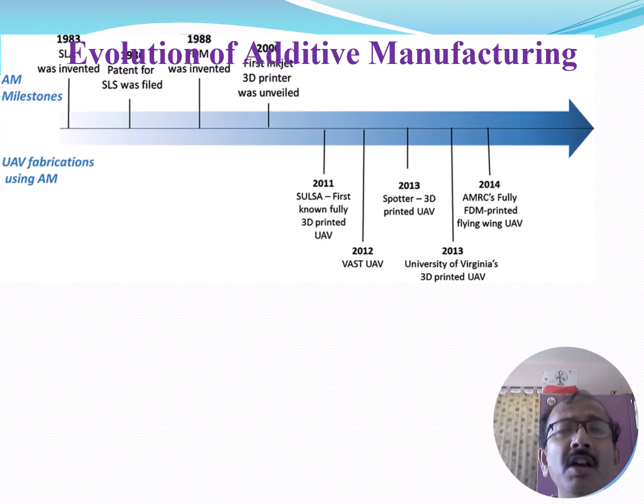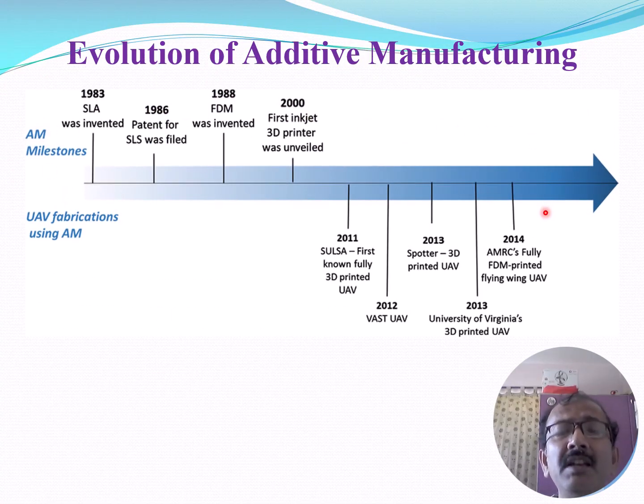Now this is the evolution. With the help of this slide, I will show the evolution of additive manufacturing. First it started in the year 1983, when the SLA was invented. After that, in 1986, the patent of the SLA was filed, and then 1988. After that 2000 and 2011, 13 and 14, and so on, and it is going on.